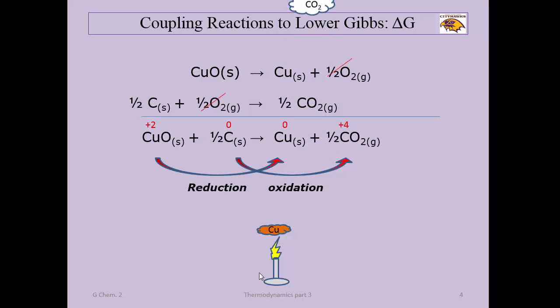So that is the reality of this, and in order for this to happen, you have to have this carbon in intimate contact with the copper oxide so the electrons can be exchanged. This is a real way to make pure copper from copper oxide, and it's something we do here in our school in the lab.